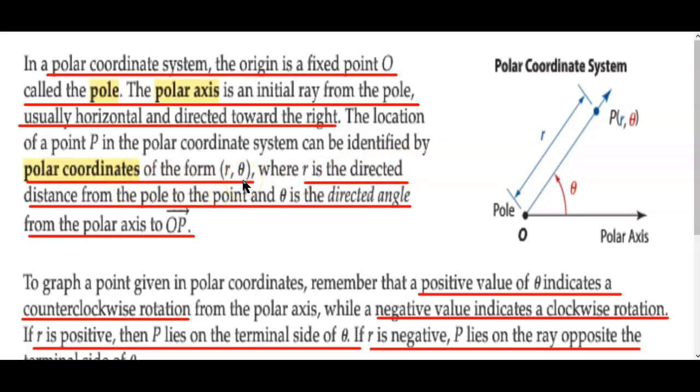All right, the location of a point in the polar coordinate system is identified by r and theta instead of x and y. r is a radius or distance out to the point, and theta is the amount of turn in the counterclockwise direction off that polar axis. Theta is a directed angle, and r is a directed distance. Positive values of theta go this way, negative go the other direction.